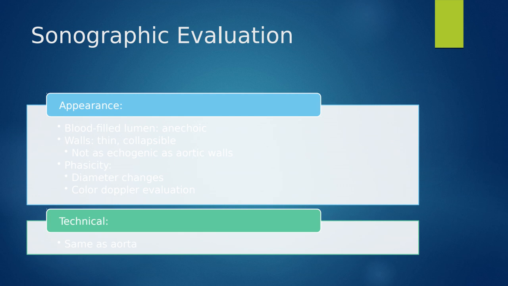When we are Dopplering an artery versus a vein, we're either going to have continuous flow or pulsatile flow. We'll talk about what that looks like in a slide in a few. The technical application is still going to be the same as the aorta, like we said: NPO, supine, curved probe, routinely part of an abdominal exam.